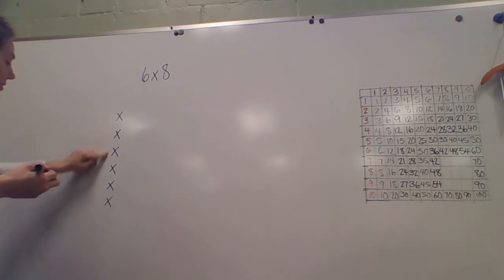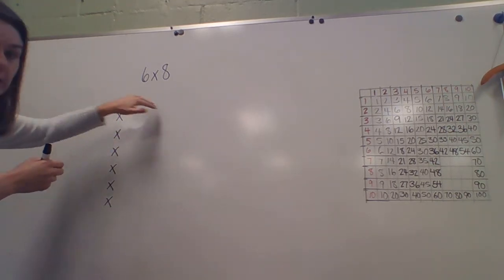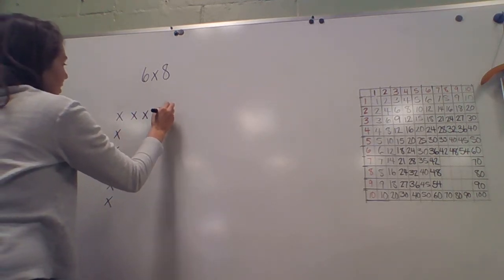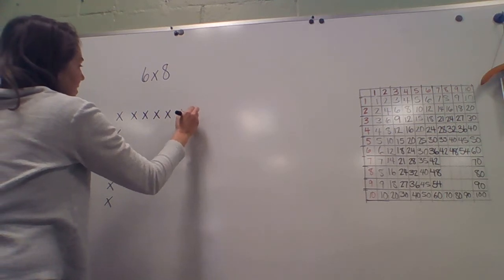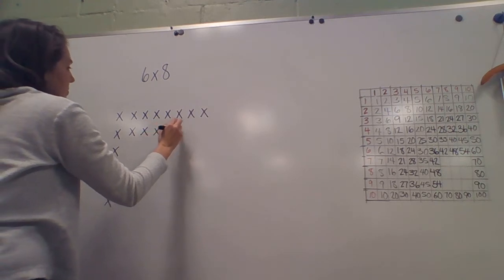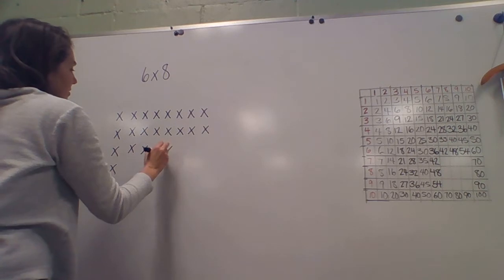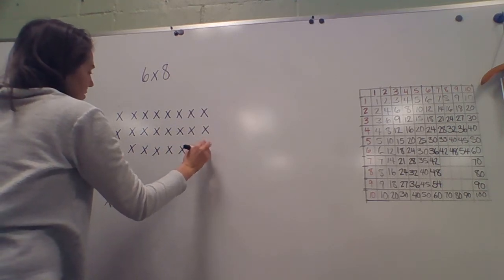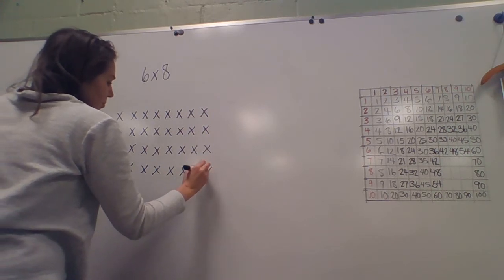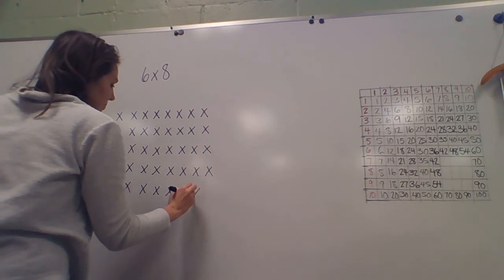All right, so now I have 6 rows. So now I'm going to put 8 in each row, right? 1, 2, 3, 4, 5, 6, 7, 8. I'm going to do 8 in the next row. In fact, I'm going to do 8 in all of the rows. Poor Stella, she is out planting pumpkins for such a long time.